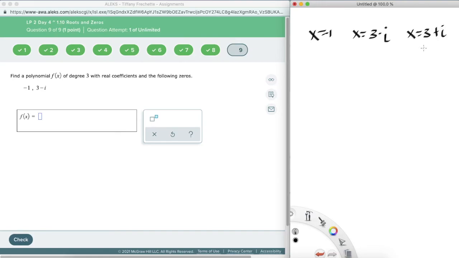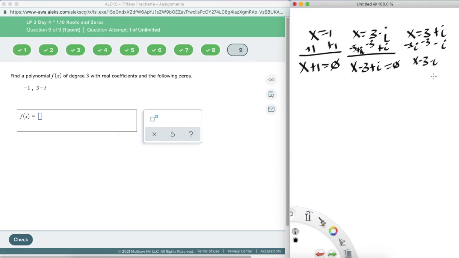So remember, we're going to move these over, so we have our binomial that is equal to 0. I'm going to add 3 and subtract i on both sides. So I end up with x minus 3 plus i equals 0, and the other one, x minus 3 minus i, equals 0. So now I have x plus 1, x minus 3 plus i, and x minus 3 minus i, equals 0.